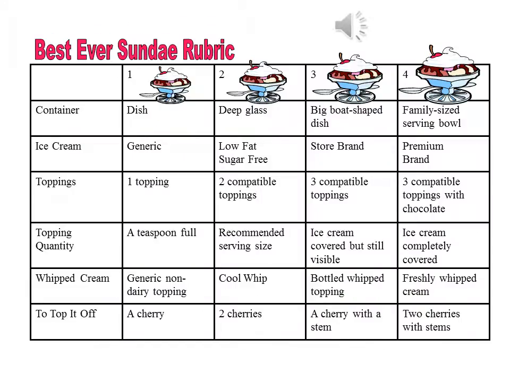Here's an example of a rubric. If you'll note on the far left-hand column, those are the criteria: container, ice cream, toppings, quantity of topping, whipped cream, and to top it off. Across the first row are the scale points, 1, 2, 3, 4. So this is a 1 through 4 rubric.